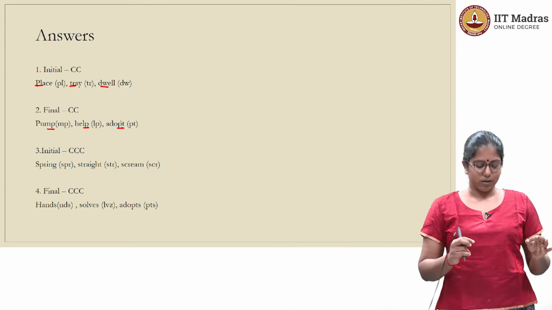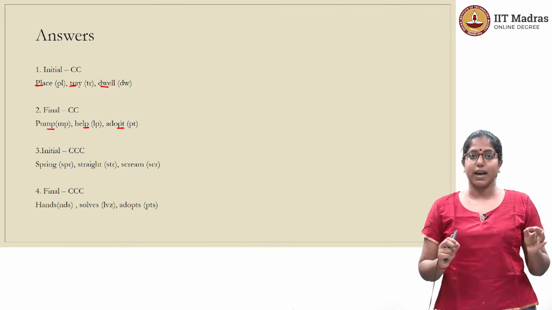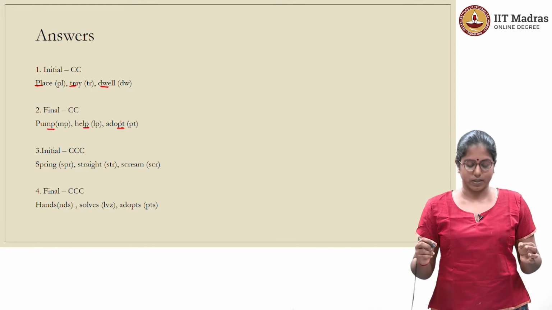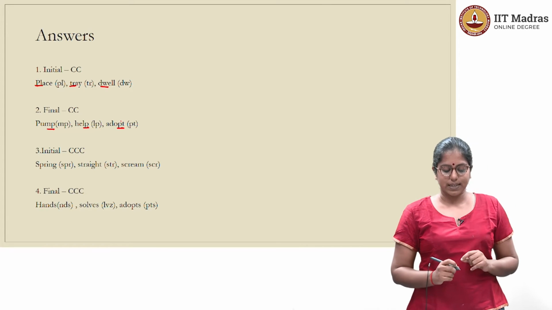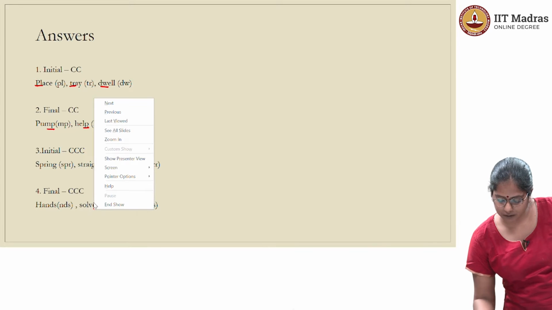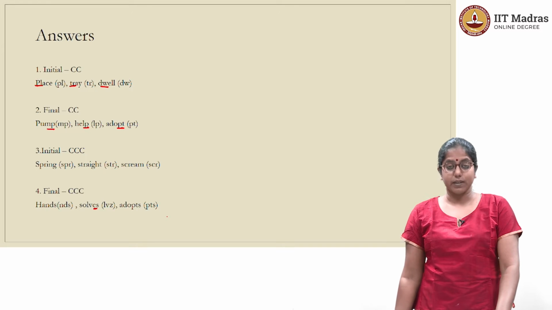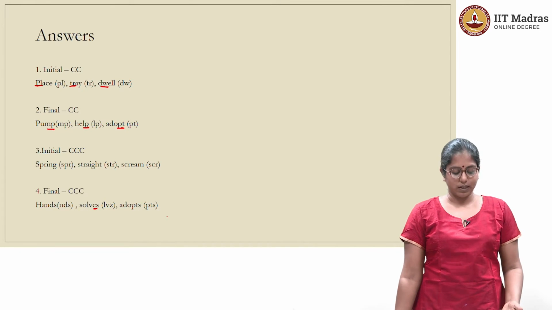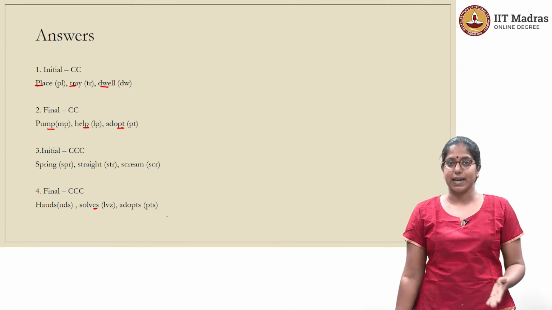Now the words with the final consonant cluster CCC. Hands, N, D and S. Solves, L, V and S. Again this is slightly tricky. You might notice a vowel letter E here and therefore assume that it does not have a consonant cluster CCC at its end.